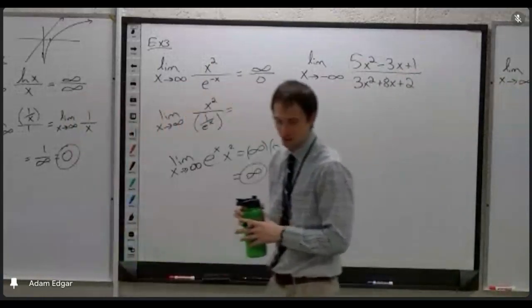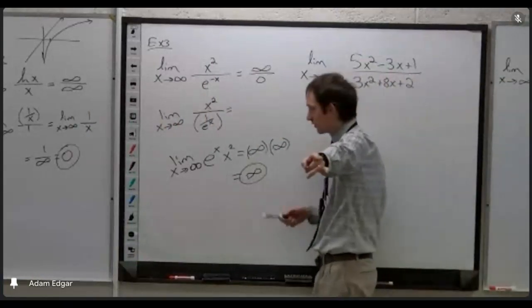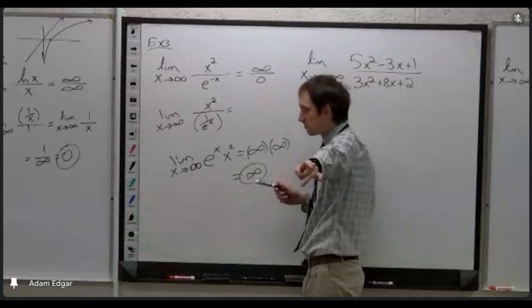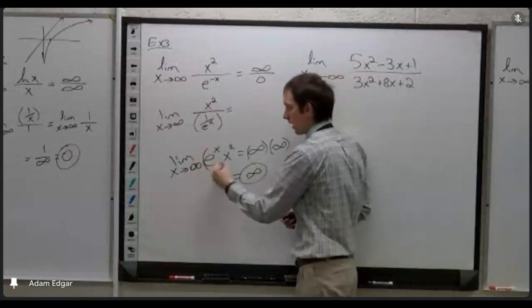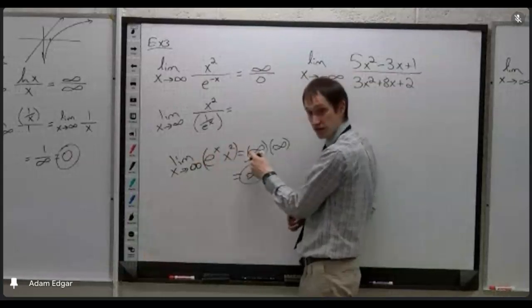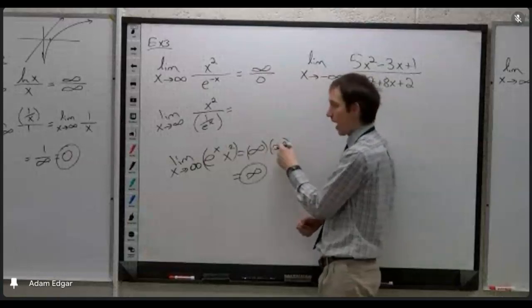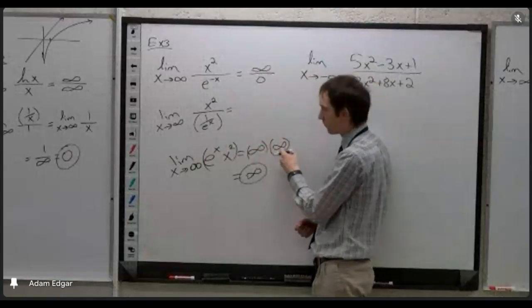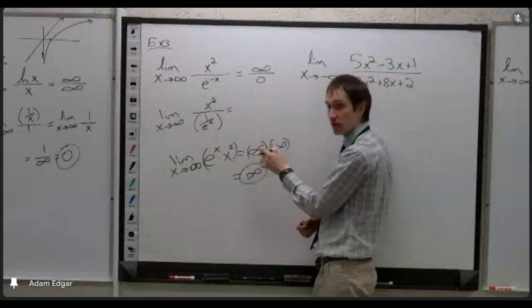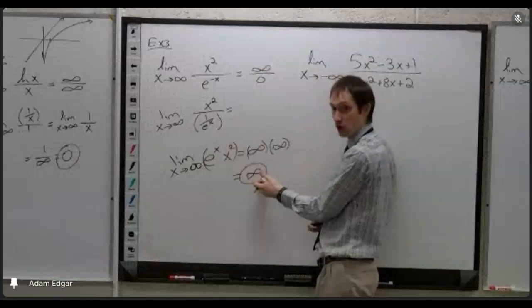Okay, well, how does x approach infinity? As x is heading towards infinity, e to the x is heading towards infinity, and x squared is also heading towards infinity. And they're multiplying. So if you have an infinitely large thing times another infinitely large thing, the whole item is going to be infinitely large.